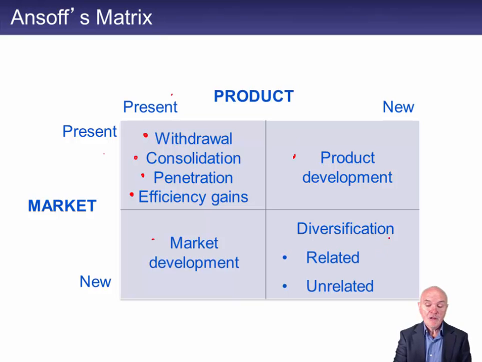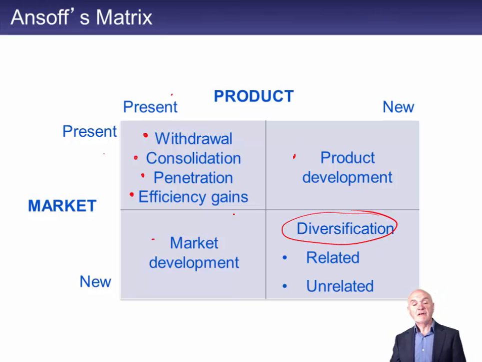And then down here you have the highest risk, highest return quadrant. We're going into something either completely different, which is unrelated diversification, or something which is a bit different, which is related diversification. And because we're straying into areas that we know nothing about or very little about, there is a much greater risk that we get it wrong. I'll be coming back to looking at diversification in a couple of slides' time.